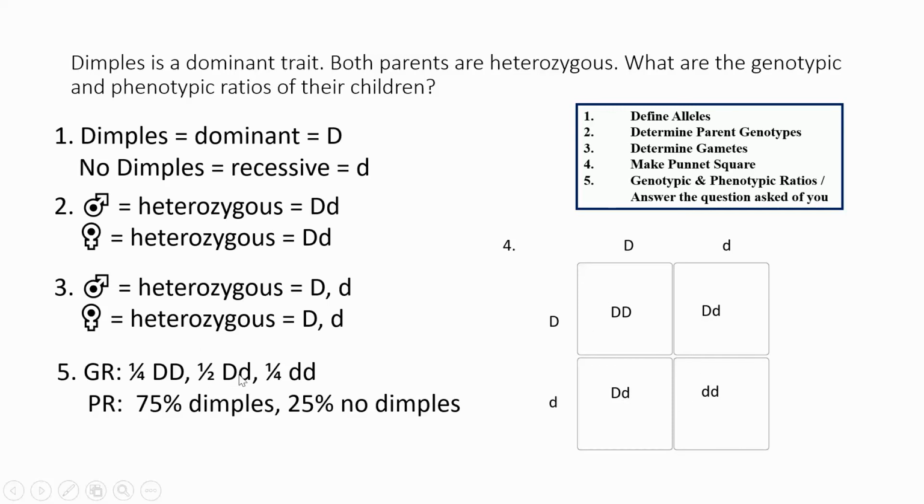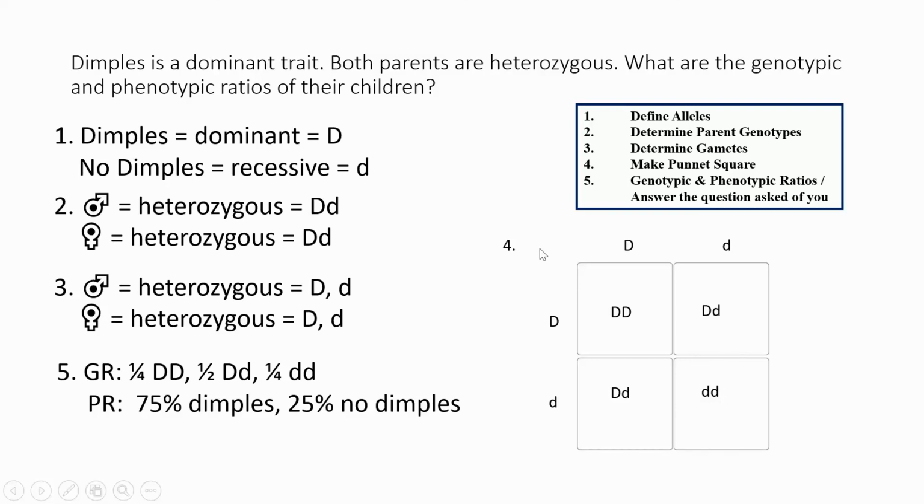Then we have 1 out of 2 heterozygous. That's because we have 1, 2 of them, and there's 4 possibilities. 2 out of 4 reduces to 1 out of 2. Math. So we have half of them are Dd, and that makes sense because there's 2 of them here out of 4 possibilities. And then we have 1/4 homozygous recessive. That's our little d in the corner here. So 1 of them out of 4 individuals.